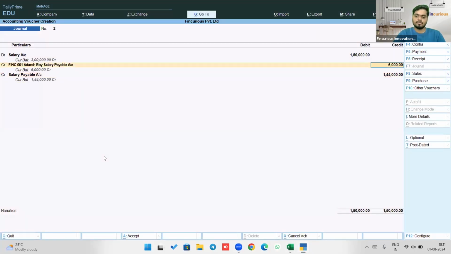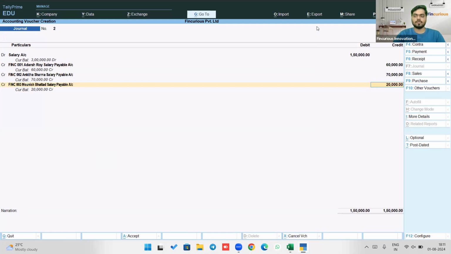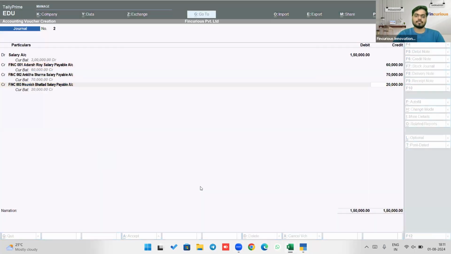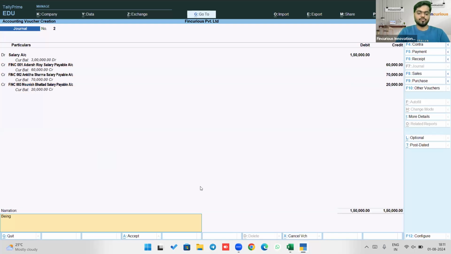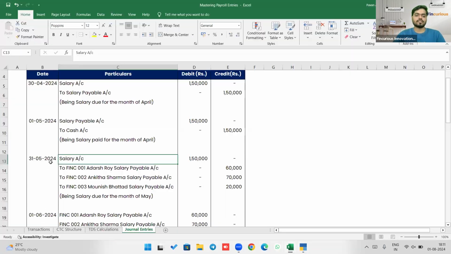Then 002. Who is 002? Ankita Sharma with amount of 70,000 rupees. Then 003. Monish Bhattar with amount of 20,000 rupees. Correct. So narration being salary due for the month of May 2024. So by this we have successfully passed the due entry.